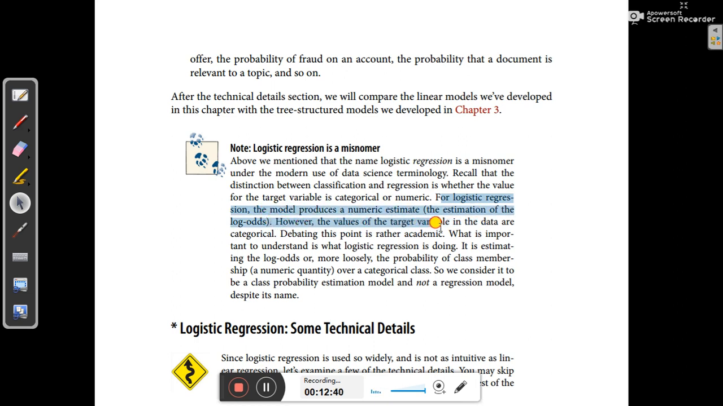However, the values of the target variable in the data are categorical. That is once again an interesting fact. So debating this point is rather academic. What is important to understand is what logistic regression is doing. It is estimating log odds, or more loosely, the probability of class membership over a categorical class. So we consider it to be a class probability estimation model, not a regression model. So when you talk about logistic regression, it might not be a completely regression model. It might be a class probability estimation model.